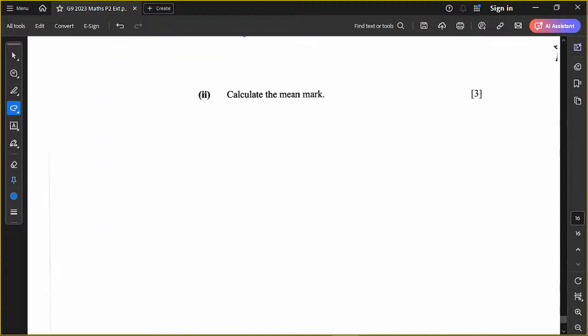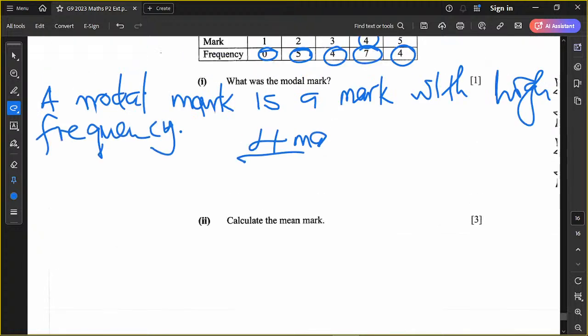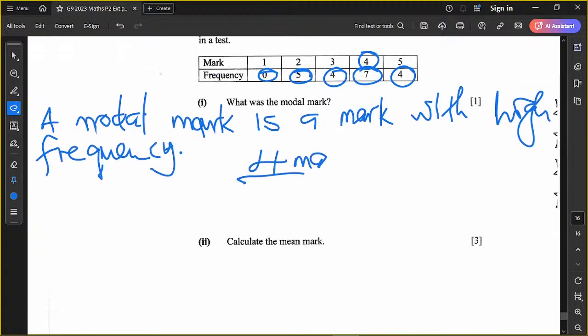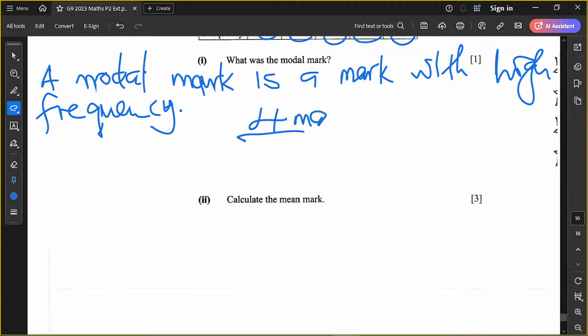Okay, we come to question 8d, which is: calculate the mean mark.